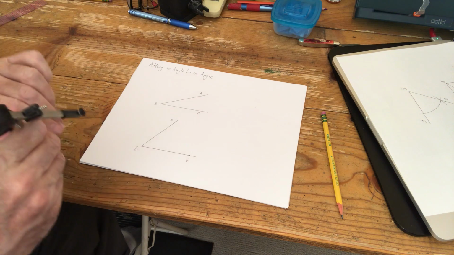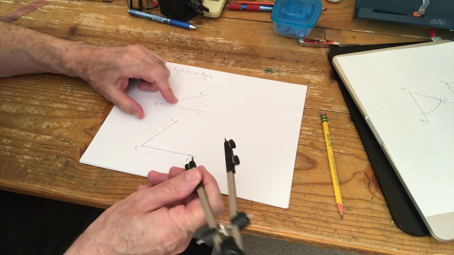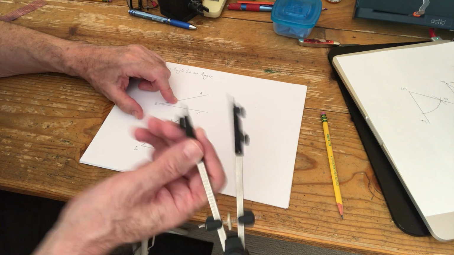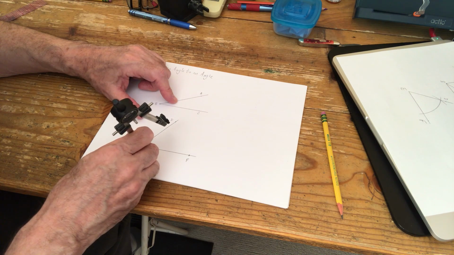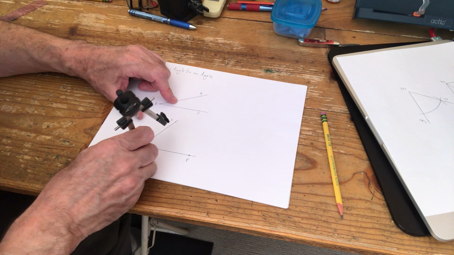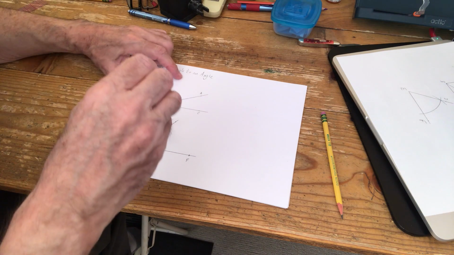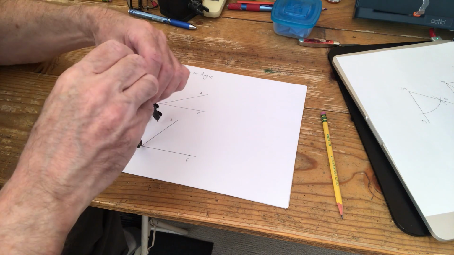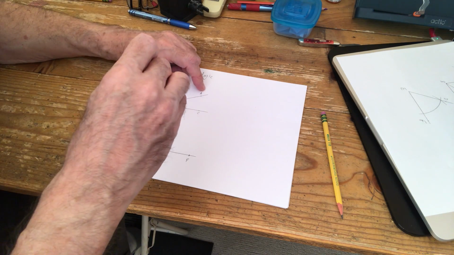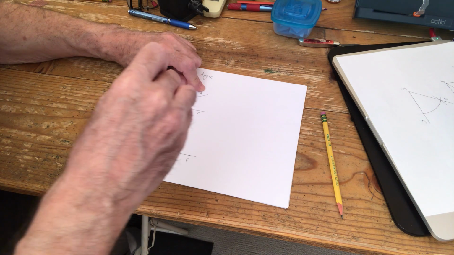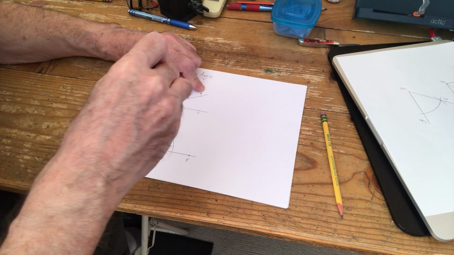And the way we're going to do that is in two steps. First, we're going to just put our sharp point of the compass at E, the vertex of angle DEF, and we're going to make an arc right here. Pretty fairly good size arc, just covering angle DEF, just like that.